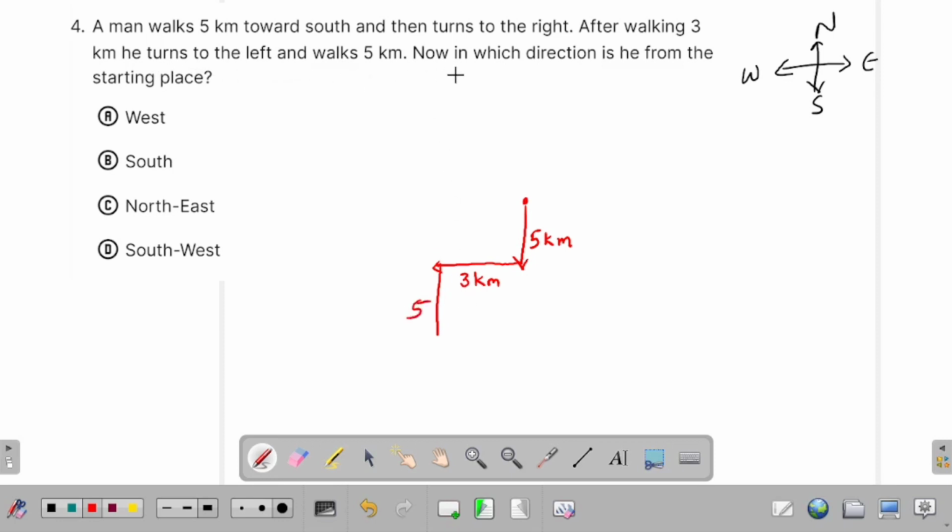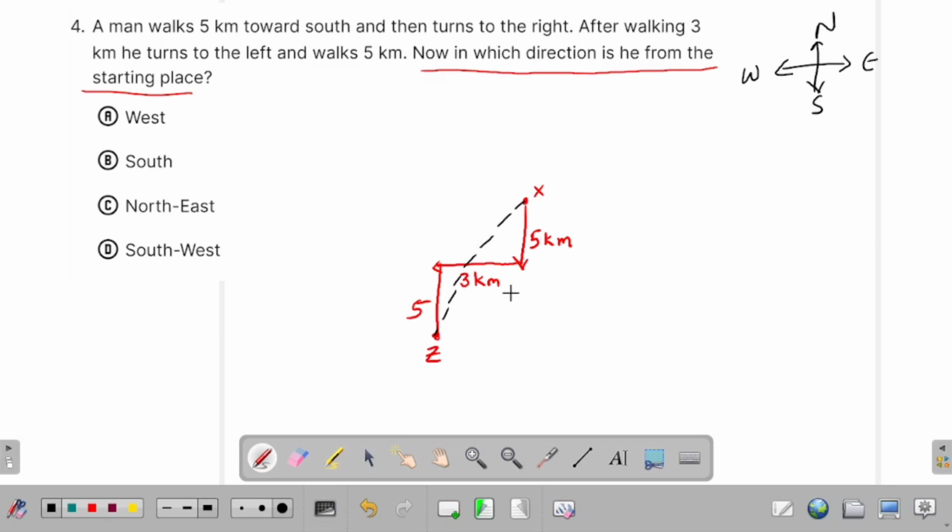Now in which direction is he from the starting place? His ending position is this one. Suppose this is X, the starting position, and this is Z, the ending position. So now, from the starting position, in which direction is he? That is the question. This is the starting place, and he is now here. If you draw like this, you will know the answer.